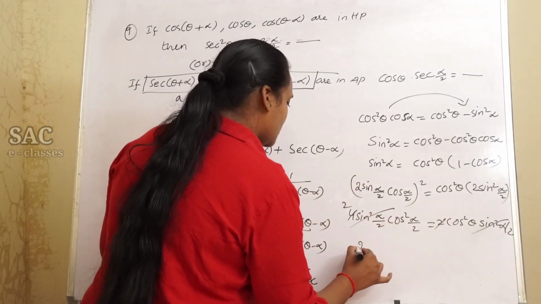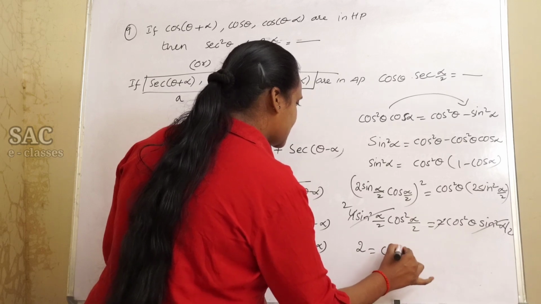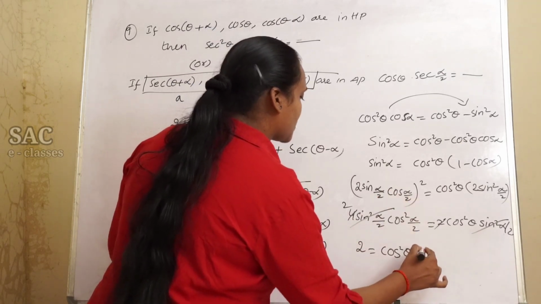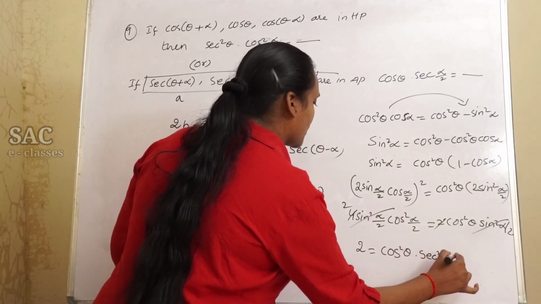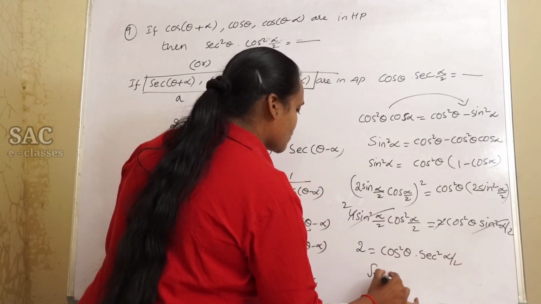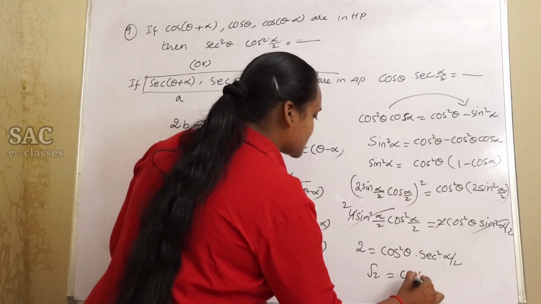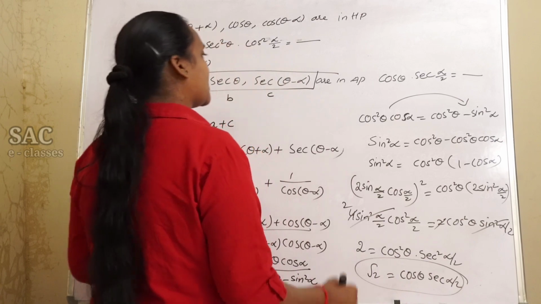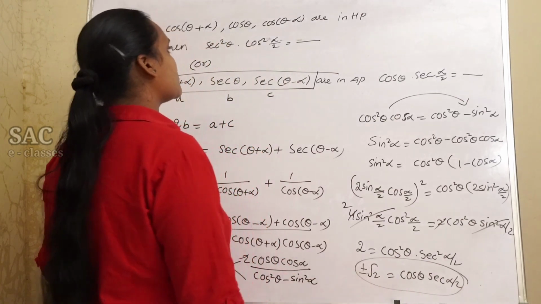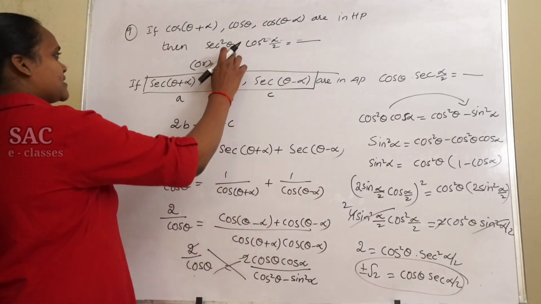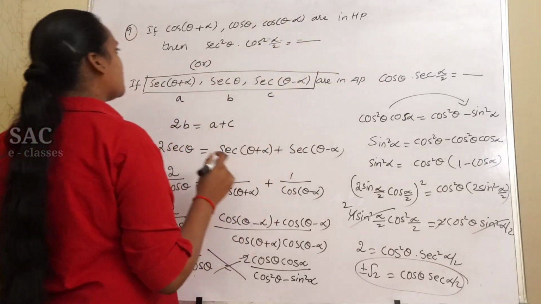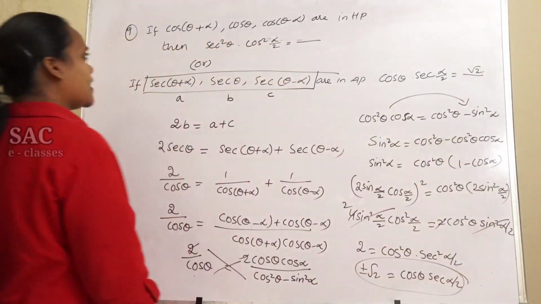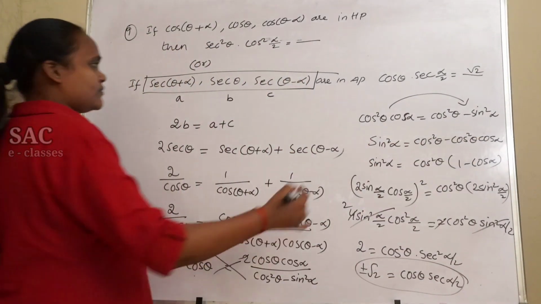Now if you observe, 2 is equal to cos square theta into this cos square alpha by 2, which can be transposed as secant square alpha by 2. The square will become root. Then cos theta into secant alpha by 2 can be written as plus or minus root 2. Then this answer and this are the same. Here it may be 2 and here it is root 2. Then we got the required one. Let's move to the next one.